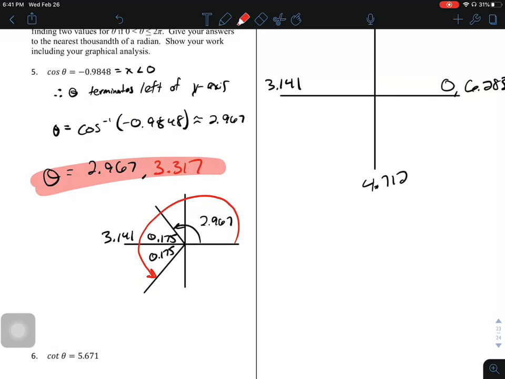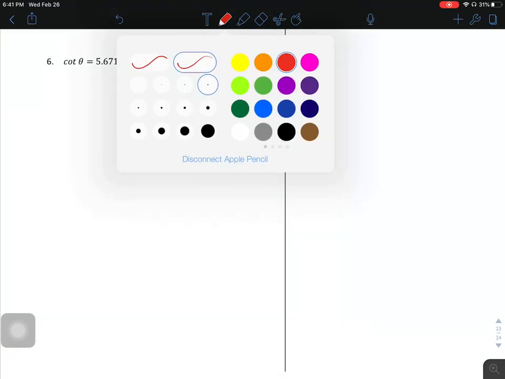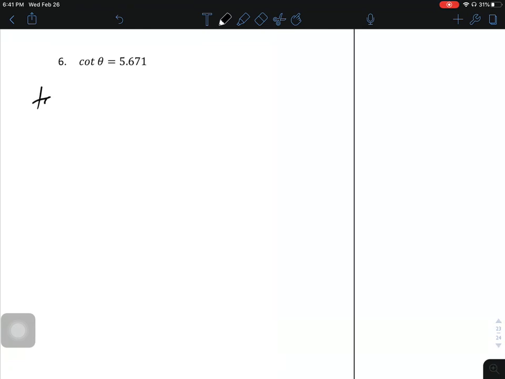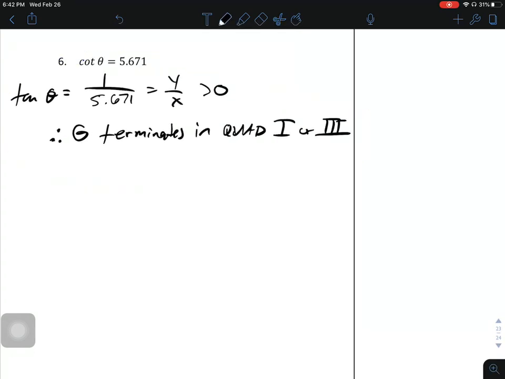You do not have to have a pi to be in radians. Last one, number 6. The advice that you were given is not to use cosine or cotangent, but to use tangent instead. So tangent of theta is this little fella. This is y over x, and that's bigger than 0. Conclusion, y and x have to be the same sign. So theta terminates in quadrant 1 or 3. Quadrant 1, they're both positive, and quadrant 3, they're both negative.